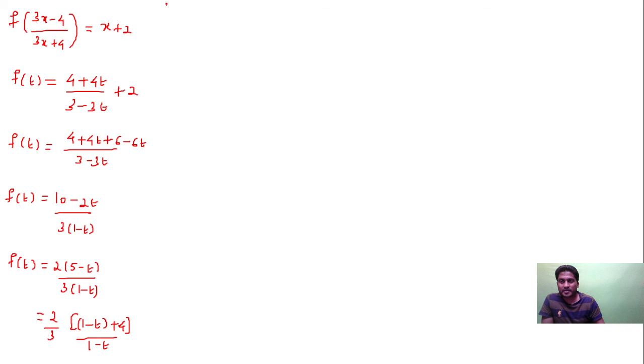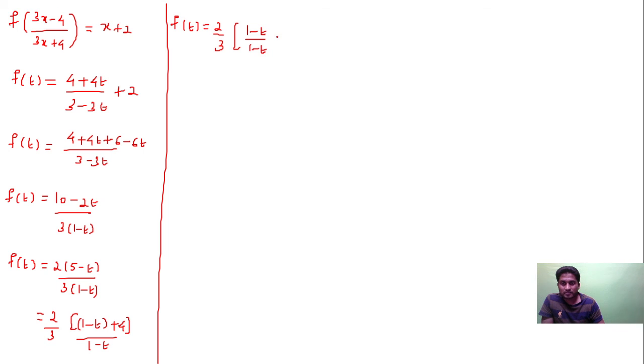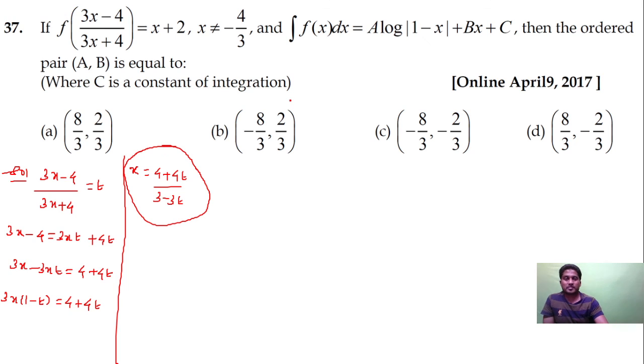Now this can be written as f of t is equal to 2 upon 3, 1 minus t upon 1 minus t plus 4 upon 1 minus t. Anyways, this will cancel. You get 2 by 3 plus 8 by 3, 1 minus t. Now I can integrate. Now what am I supposed to find? Integration of f of x, right?